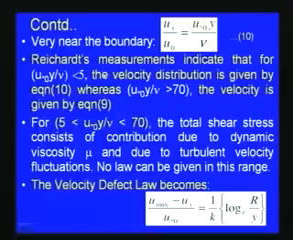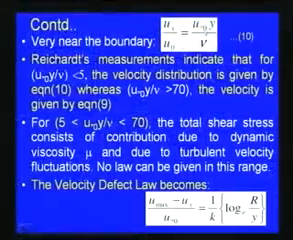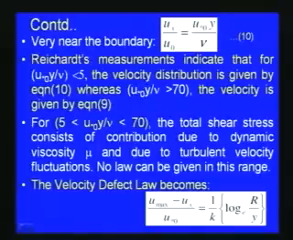Now you can see that, as we have observed, near the boundary generally a laminar sublayer occurs, and then this logarithmic law is not applicable there. So, very near the boundary we have to use u x by u star o is equal to u star o into y by nu as given in equation number 10, and some of the measurements by Richards indicate that for u star o into y by nu less than 5, the velocity distribution is given by this equation number 10, whereas for u star o into y by nu greater than 70, the velocity is given by the previous expression, the logarithmic law, equation number 9.